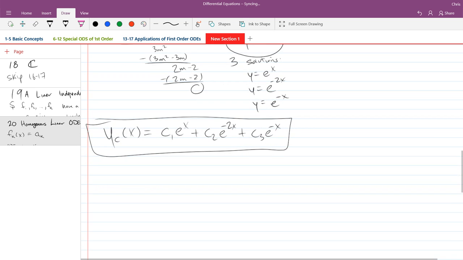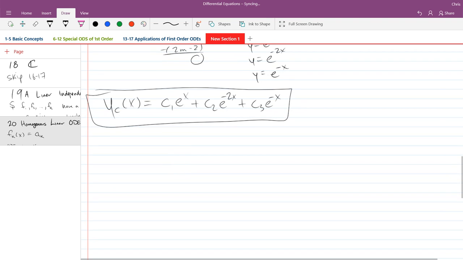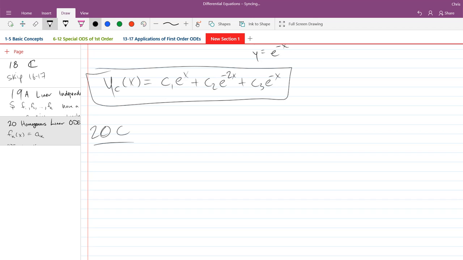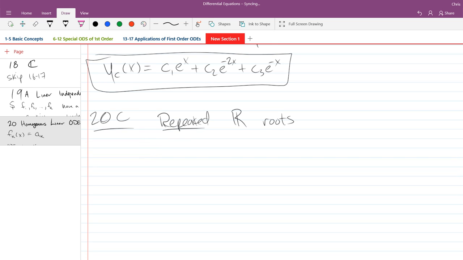So I don't think doing another one of these will be very insightful. So what we're going to do instead is go for the next type, which is repeated real roots. We just had different, or distinct, real roots, and now we'll go repeated and see how that looks. This is labeled 20C. The difference is they'll still be real, but they'll be repeated this time.